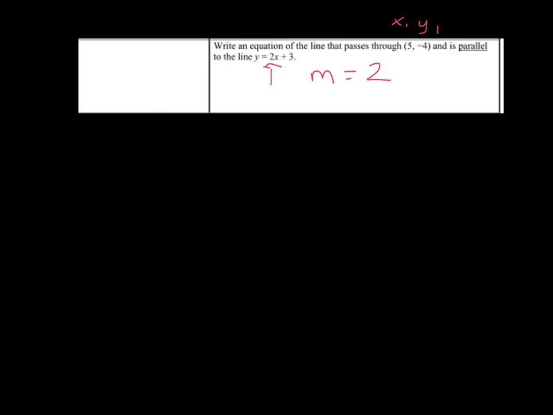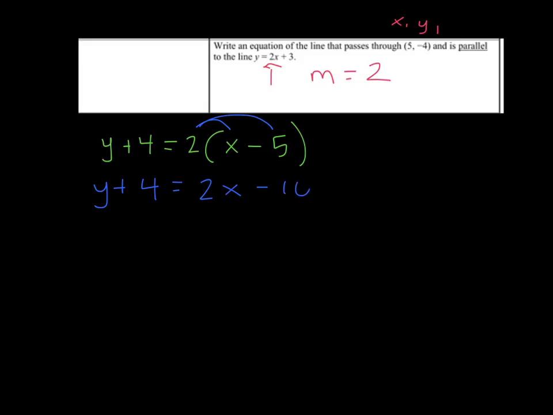So if you have a point and you have slope, you should be using point-slope form. So we have y minus y1, which in this case is -4, so that becomes +4, equals your slope, which is 2, times x minus x1, which in this case is 5. So what I'm going to do now is I'm going to go ahead and write this in slope-intercept form, which means I need to distribute my 2. So I would have y plus 4 equals 2x minus 10. And then I'm going to move that 4 to the other side by subtracting. And when I do that, I am going to wind up with y equals 2x minus 14.